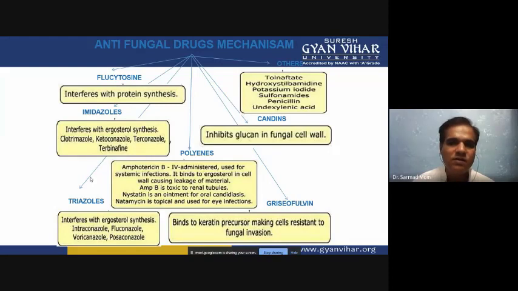Then other types of antifungal drugs are also there, like tolnaftate, potassium iodide, sulfonamide, penicillin, and undecylenic acid, which we can also give as antifungal drugs.